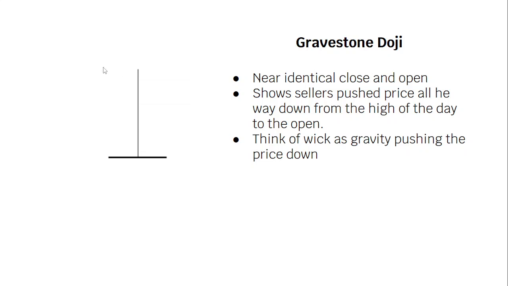But what happens at lunchtime? They take this thing all the way back to the lows. That's not something you want to see if you're a swing trader or a day trader, on any time frame. If you're bullish and you see either a shooting star or a gravestone doji, you might start heading for the door. Think of this wick as gravity pushing the price down. They're holding the buyer's head underwater.